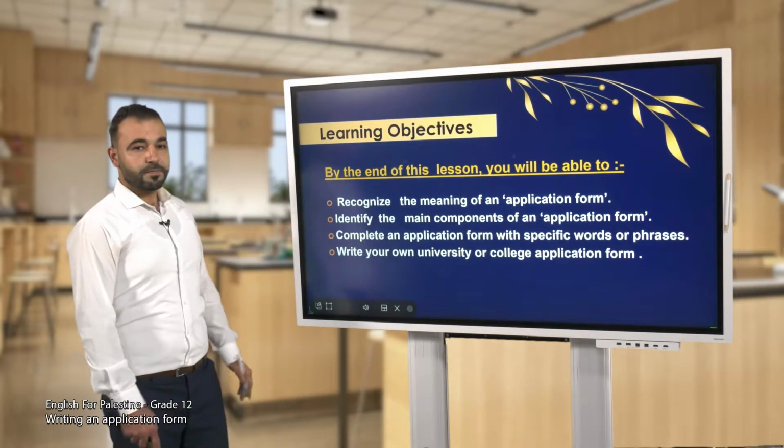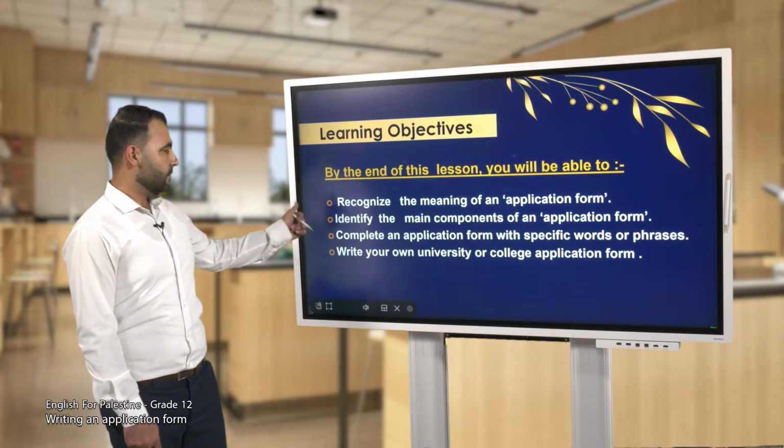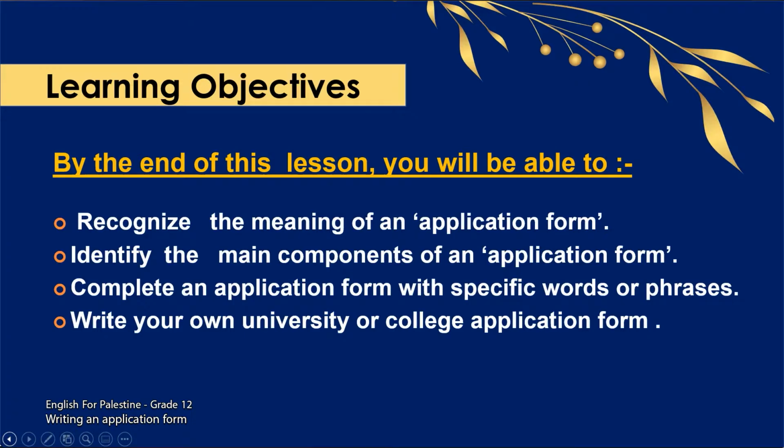Learning objectives. By the end of this lesson, you are expected to recognize the meaning of an application form, identify the main components of an application form, complete an application form with specific words or phrases, and finally, you should be able to write your own application form. Of course, it should be written to a university or a college.